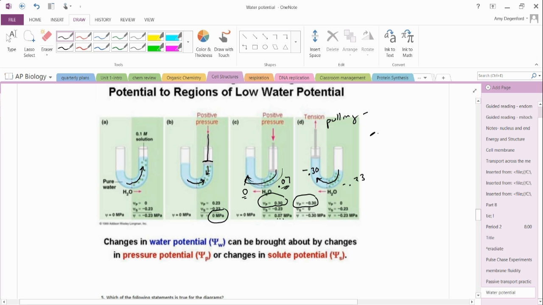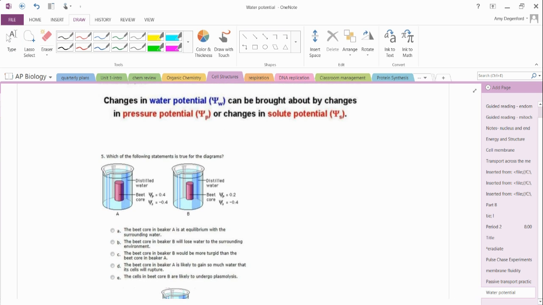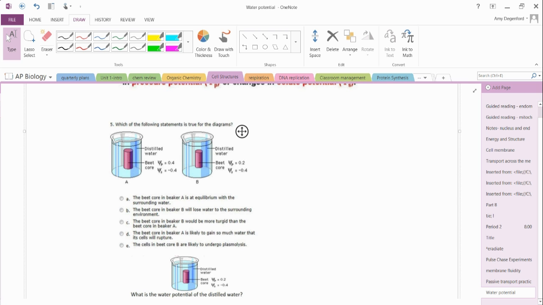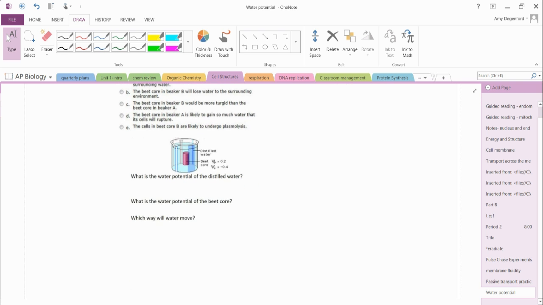Now, this is going to be kind of interesting because trees employ this idea of tension pulling. So I'm going to leave you with a couple of questions to ponder, and just remember you're going from a high water potential to a low water potential, less negative to more negative. So there's one question. Which of the following statements is true for the diagram? And then here are the next 3 questions.